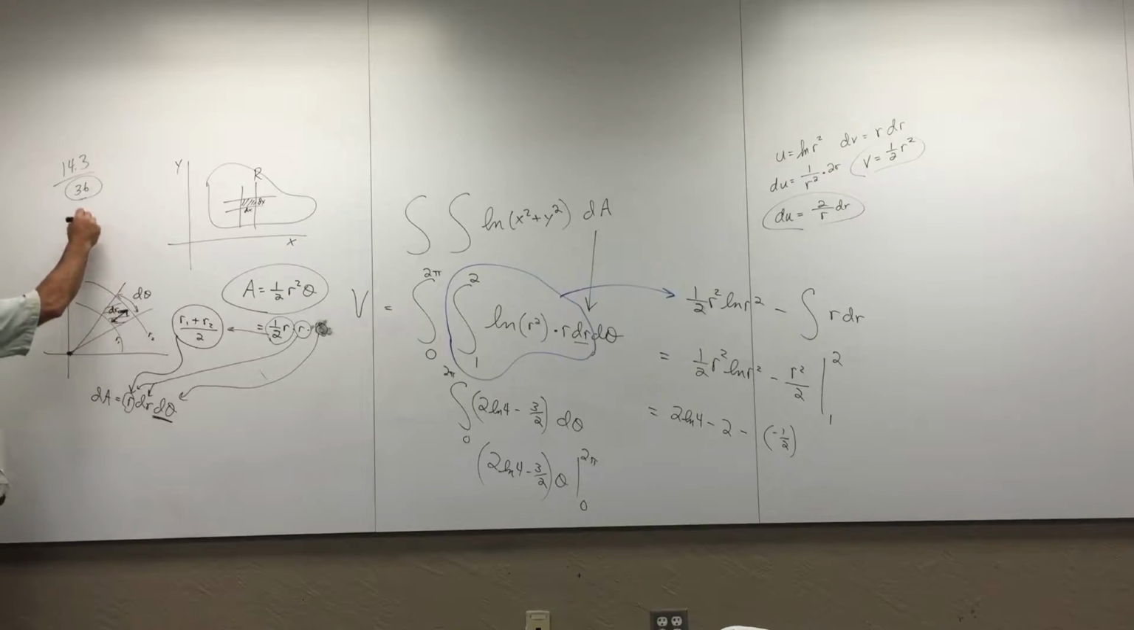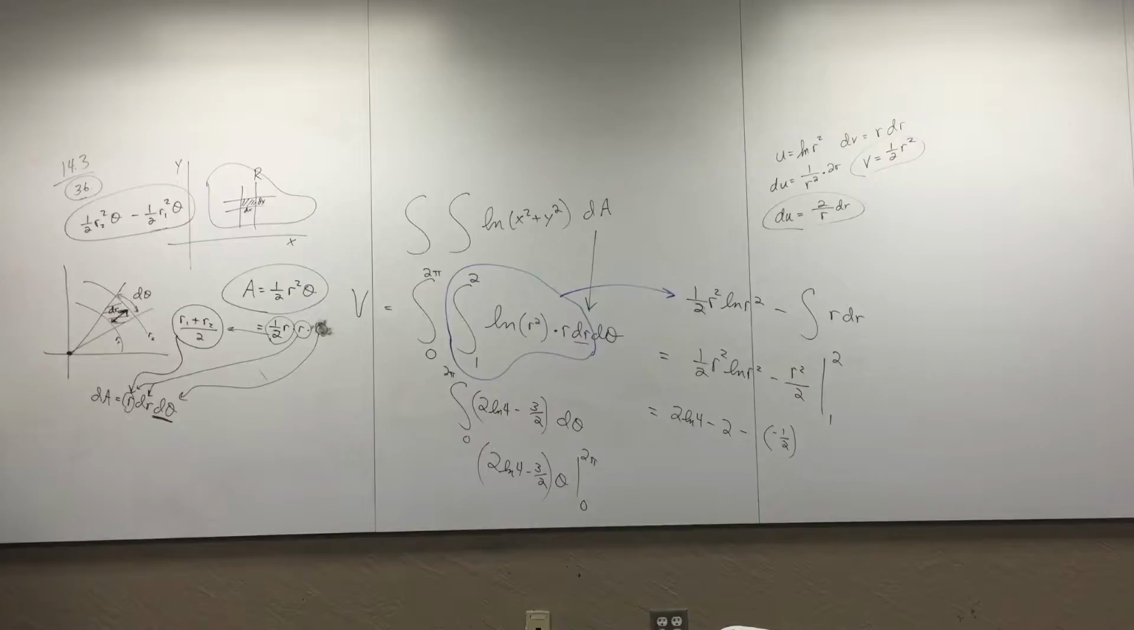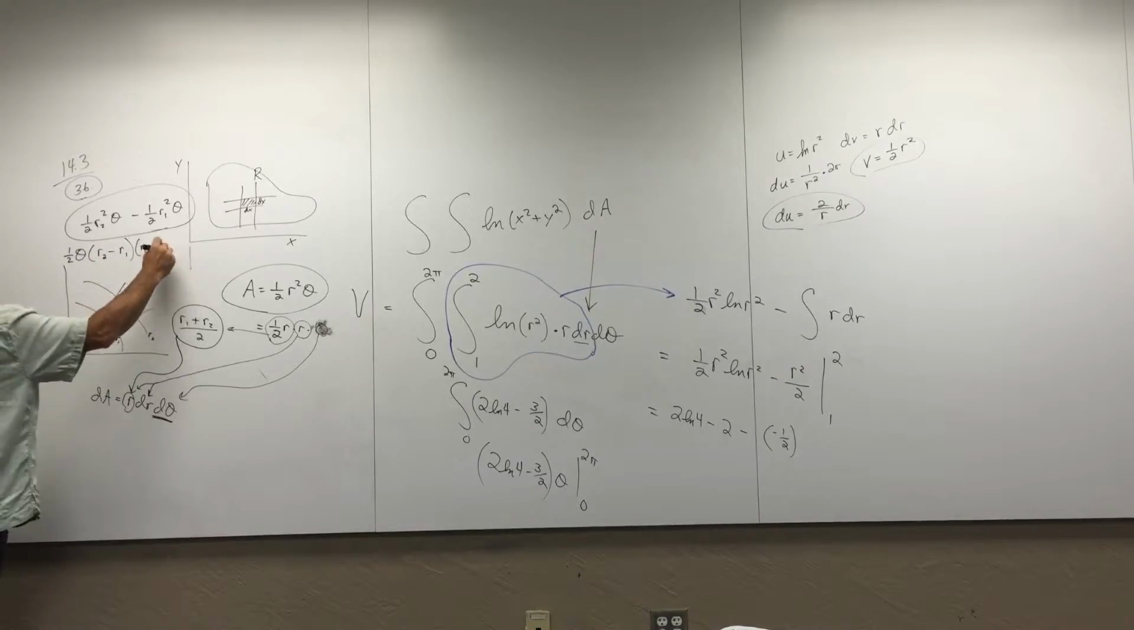I'm sorry. It's 1/2 R2 squared theta minus 1/2 R1 squared theta, isn't it? Is that what this picture is? Let's play with that a second. What if you factor out the theta and the 1/2, then you have R2 squared minus R1 squared, which I could write as R2 minus R1 times R2 plus R1, couldn't I? You guys see that?